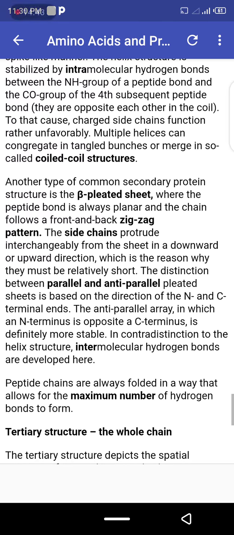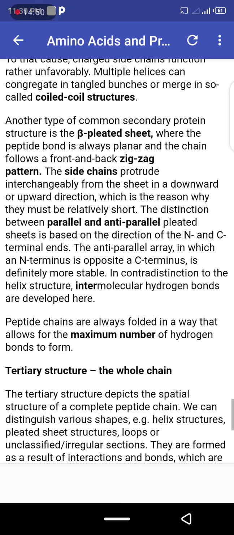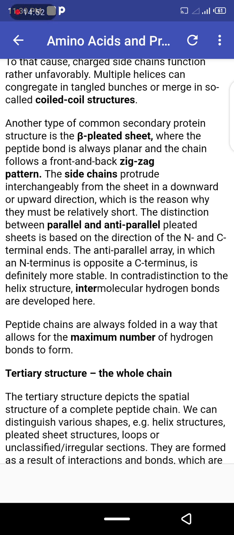Because charged side chains function rather unfavorably, multiple helices can congregate in tangles, branch, or merge in so-called coil structures. Another type of common secondary protein structure is the beta pleated sheet, where the peptide bond is always planar and the chain follows a front and back zigzag pattern.